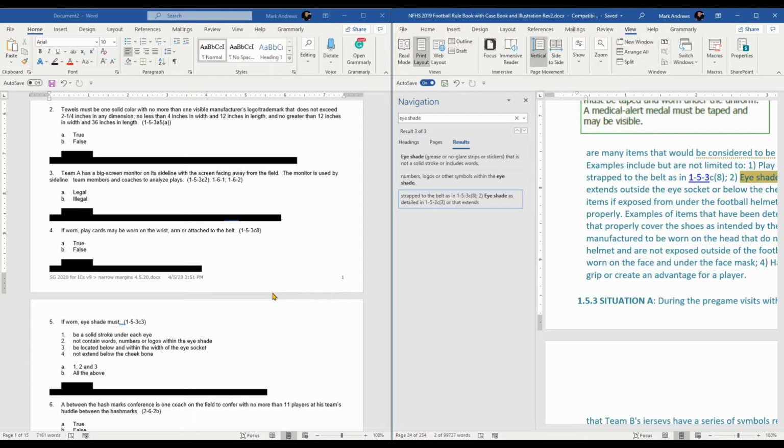So during pregame, you want to inspect all the players. If you see it before the pregame, tell them to get it off. If you catch it during the game, send them off for a single play. Tell the coach that eye shade's illegal and have them clean it up. All right, let's move on.